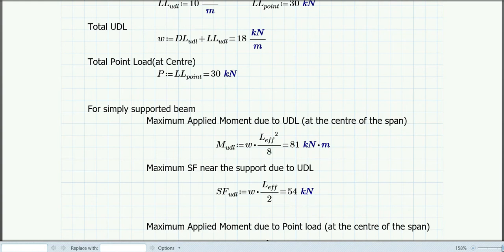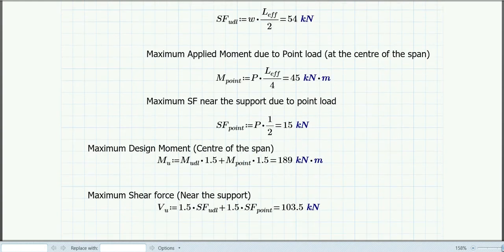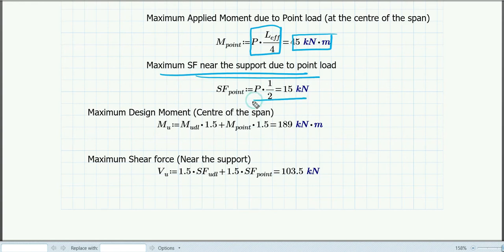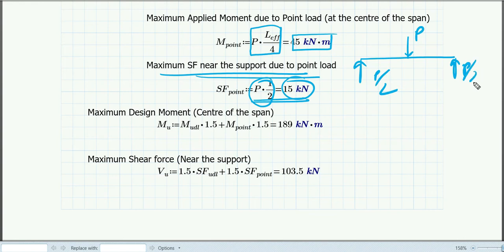Okay, so let's see what it is for the point load. Because of the point load, the maximum moment is PL by 4, which is 54 kilonewton meter, as well as the maximum shear force for point load, it is 15 kilonewton, P by 2, right? 15 kilonewton. If the point load is there, this is P, this is P by 2, right? It is so simple. So it is P by 2.